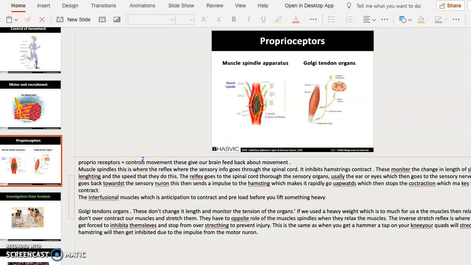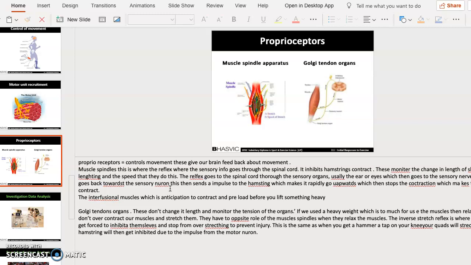Proprioceptors. Proprioceptors control the movement that gives our brain feedback about movement. Muscle spindles is where the sensory information goes through to the spinal cord. It inhibits the hamstrings so they contract. These monitor the changing length of the shortening and lengthening and the speed that they do this.